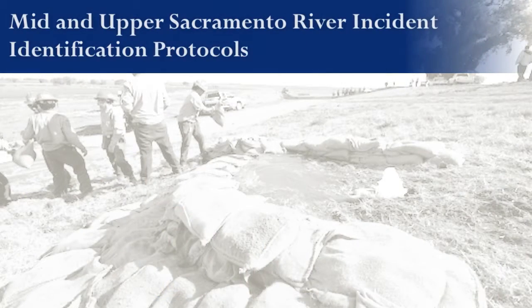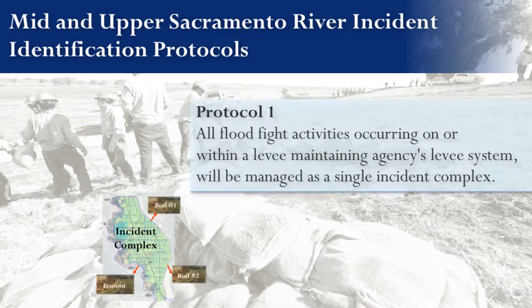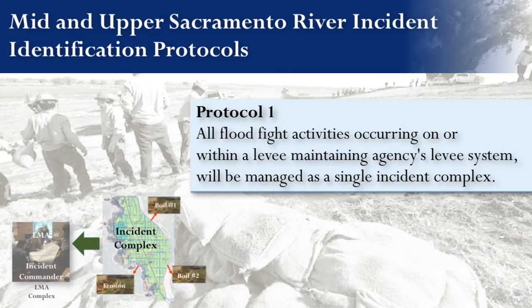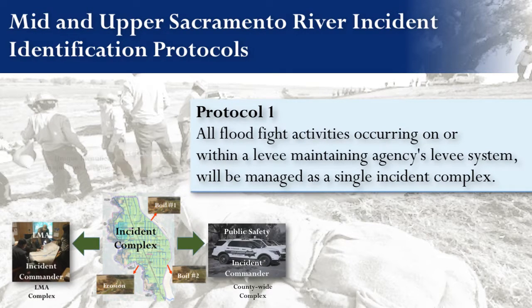The Mid and Upper Sacramento River counties have developed 3 protocols to help with rapid identification of distinct incident commands and their subsequent effective coordination. The first protocol states that all flood fight activities occurring on or within a levee maintaining agency's levee system will be managed as a single incident complex.